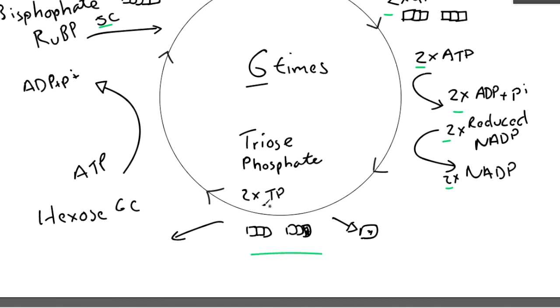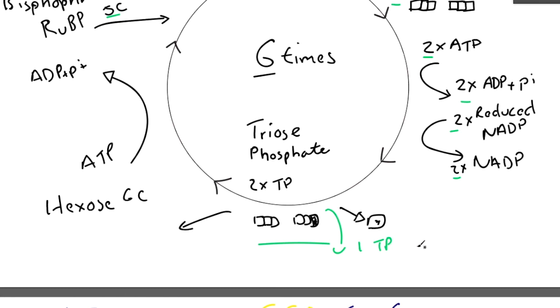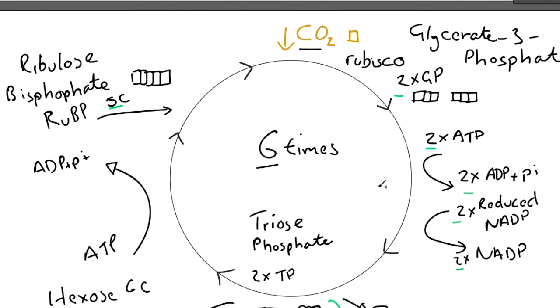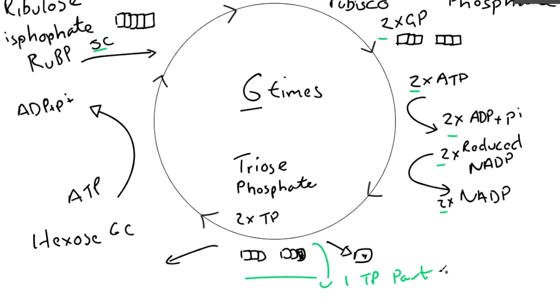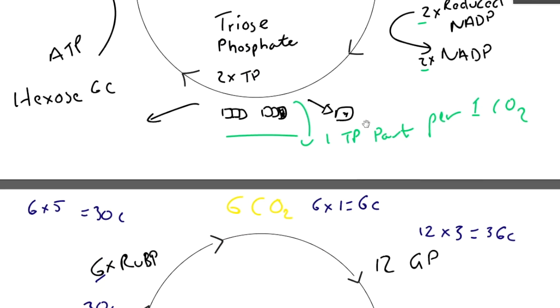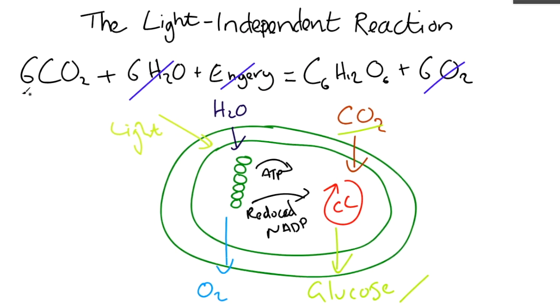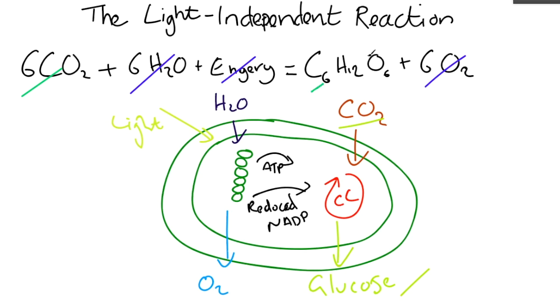So you only get one TP part, I suppose, per one CO2. So that means this needs to go around 6 times to get your hexose sugar, and that would complete all the photosynthesis. We now have seen our CO2 go in, and we've seen our sugar being produced.